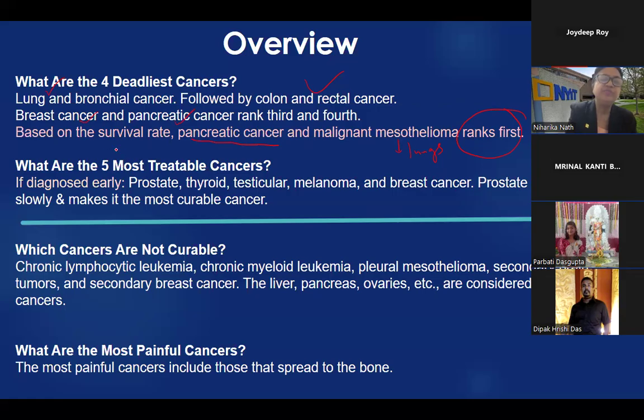Which are the five most treatable cancers? The five most treatable cancers are prostate. Men can have prostate cancer, but it gets treated well. Then thyroid cancers, testicular, skin melanoma, and breast cancers. They are treatable. Breast cancers are dependent on hormones, so you can treat them, and they are mostly curable.